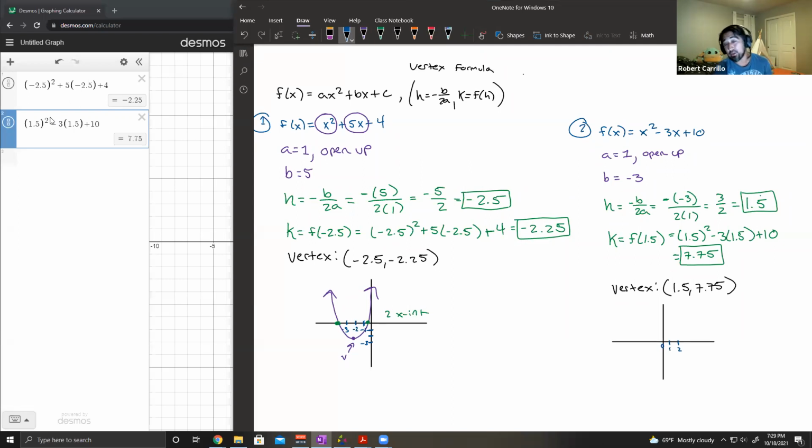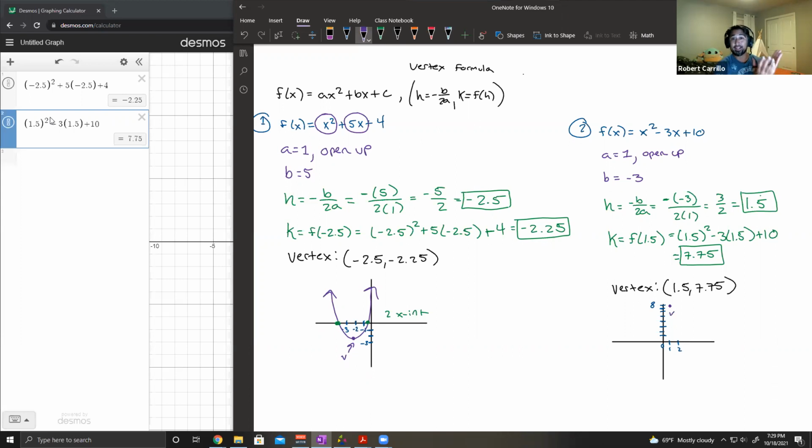And then I'm at 7.75 on the y-axis, so I'm just going to go up to 8: 1, 2, 3, 4, 5, 6, 7, and 8. Then my vertex is plotted at 1.5. You go to the right 1.5 spaces and up to 7.75, which is right below 8. And there's my vertex.